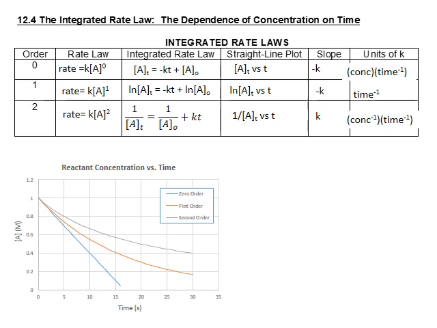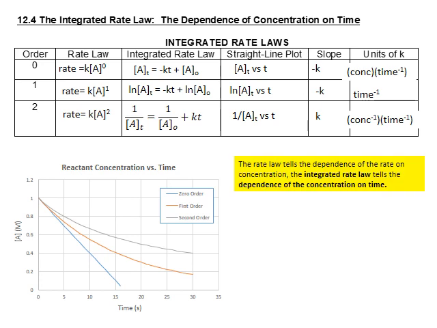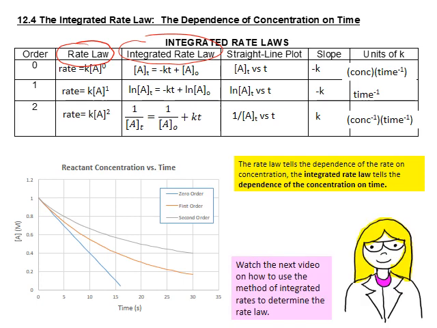It's important to keep in mind the differences between rate laws and integrated rate laws. The rate law shows the dependence of the rate on concentration. Integrated rate laws show the dependence of concentration on time. In part 2 of this video, we will show how we can use integrated rate laws to experimentally determine the rate law for a reaction.